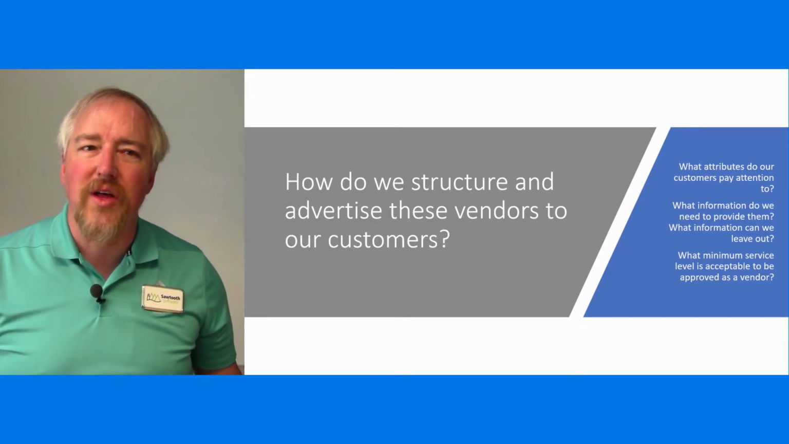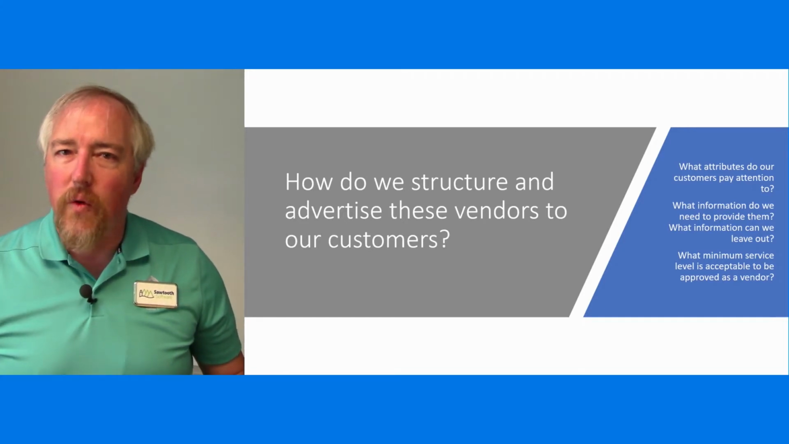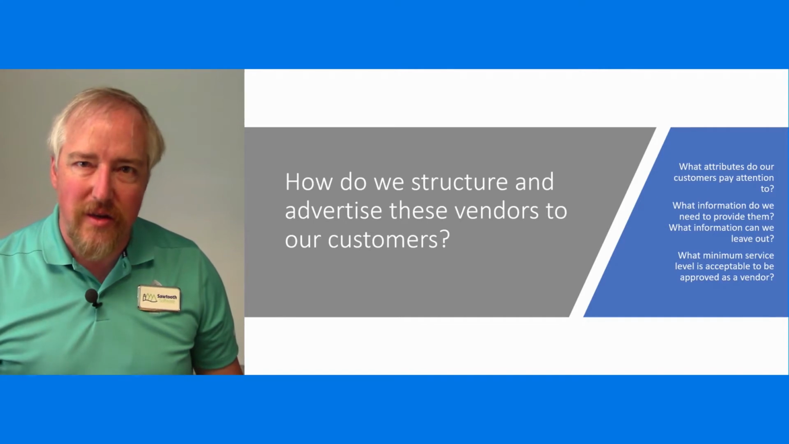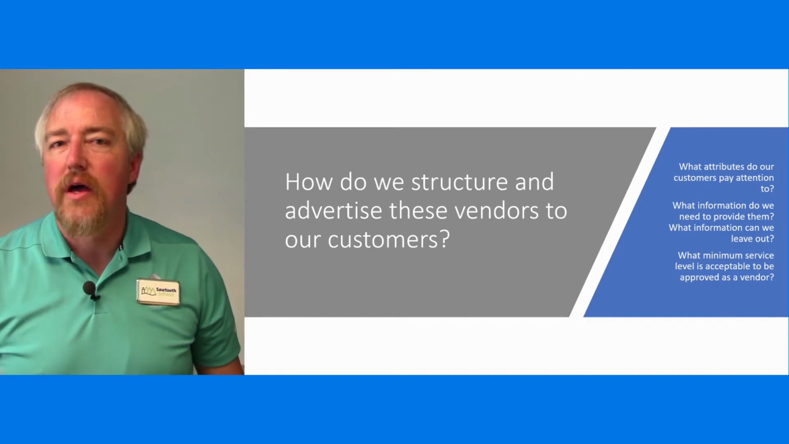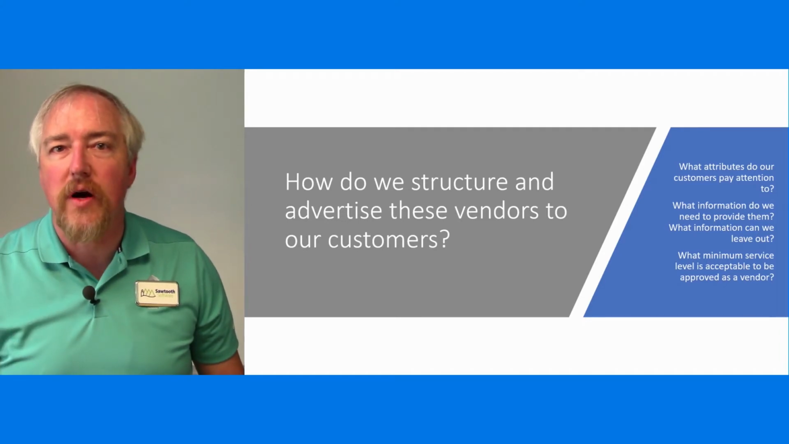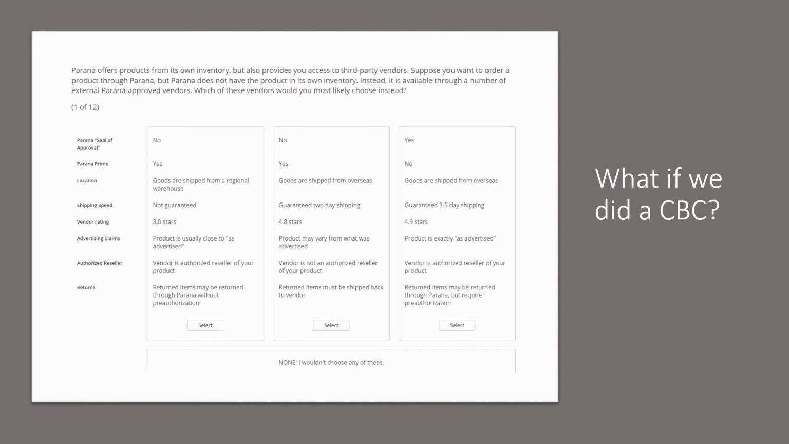We also want to find out what the minimum service level is to be acceptable to be approved as a vendor. What is it that customers are looking for in terms of delivery time and reliability and the product being what they ordered? Things like that that give the customer confidence in ordering something through our system but from an outside vendor. So there are different ways that we could approach this.